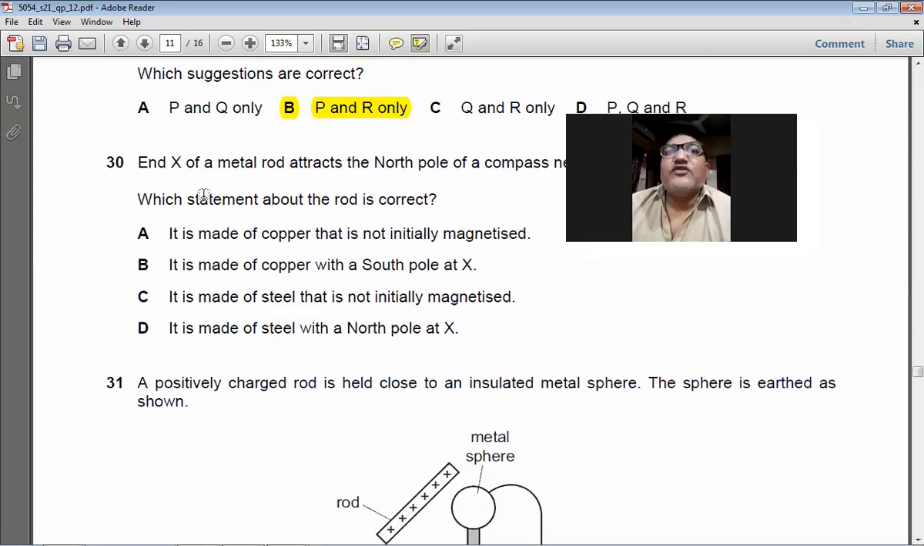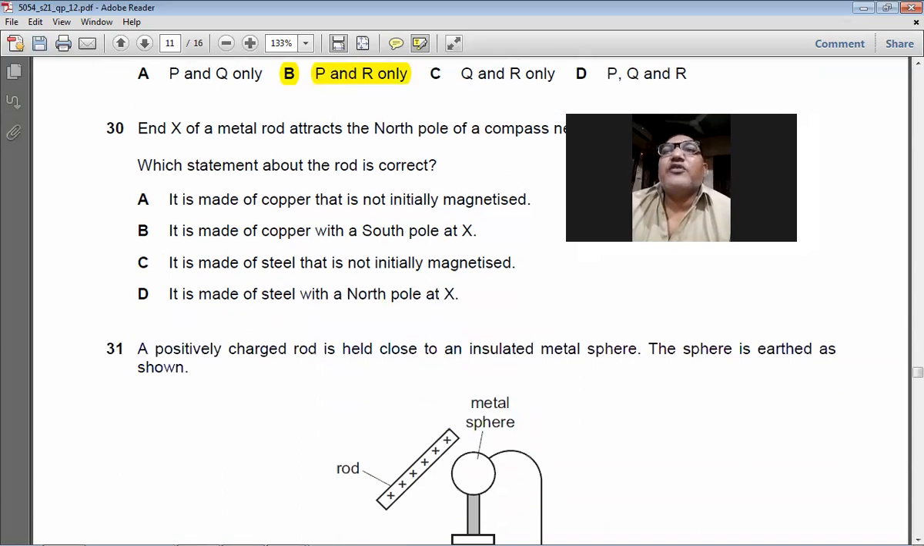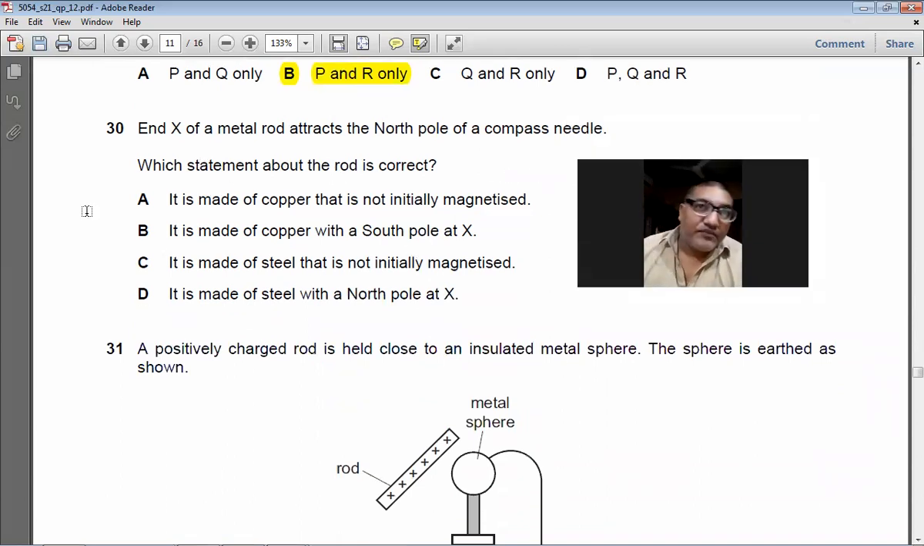Okay, so we are moving to the next question. The next question coming up on your screen is question number 30. End X of a metal rod attracts the north pole of a compass needle. Which statement about the rod is correct? A: It is made of copper that is not initially magnetized. You see, the compass needle is basically a magnet, so it cannot be attracted to copper which is not magnetized. So it cannot be the option.